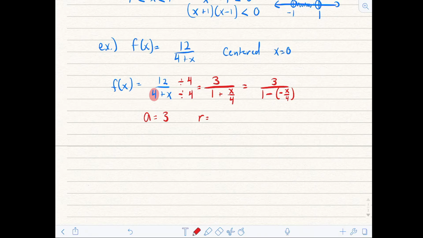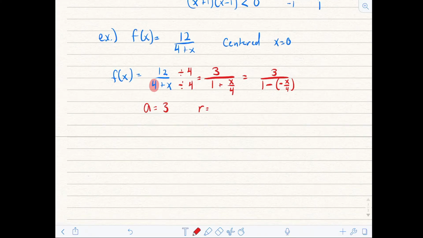Getting back to things. So if I take a look at this, I'm going to get r is equal to negative x over 4.